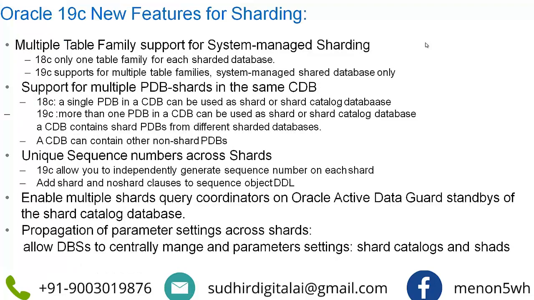If you really see 19C, further enhanced functionality of sharding. You can have multiple table family support for system managed sharding. 18C only one table family could be supported. 19C supports multiple table families. And for multiple PDB shards, 19C can have more than one PDB in a CDB. You can have unique sequence numbers in 19C. Multiple shard query on Oracle Active Data Guard standby and propagation of parameters.